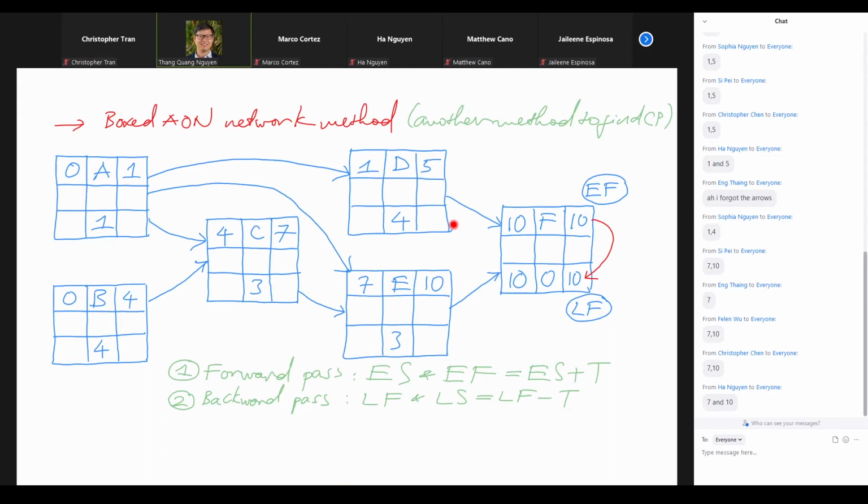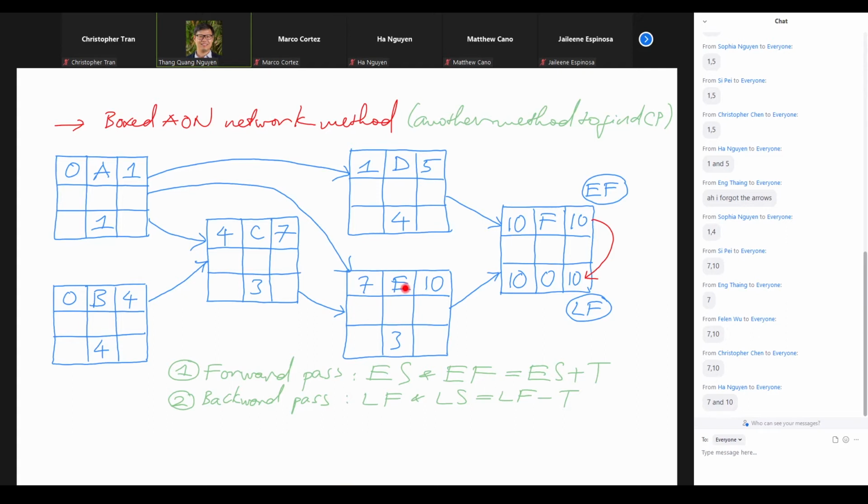Okay, so how to do the backward pass? We already have the end of the project. We backtrack a little bit, and now we need to go back through the activities. So one more time, we have to do things in the reverse way. Earlier, we followed the ABC order. Now we follow the opposite of the ABC order. We did F earlier, now let's do E, okay?